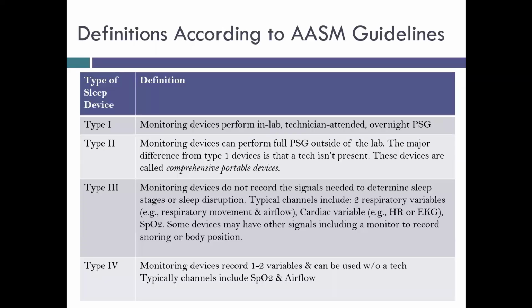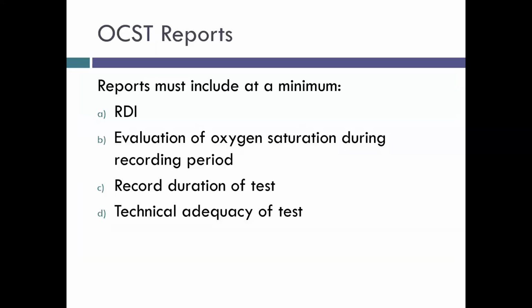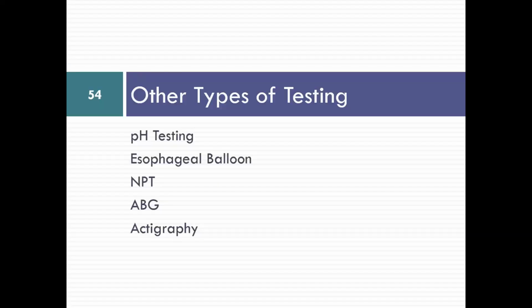Because we have a lot less on the patient, we're recording a lot less data, and the reports are a lot more minimal. Basically, we can get an idea of what their RDI is, or really their AHI, how their oxygen did throughout the night, how long the test was run for, and the technical adequacy of the test. This is really all we have on the patient. It's very limited data. Questions on home sleep testing?